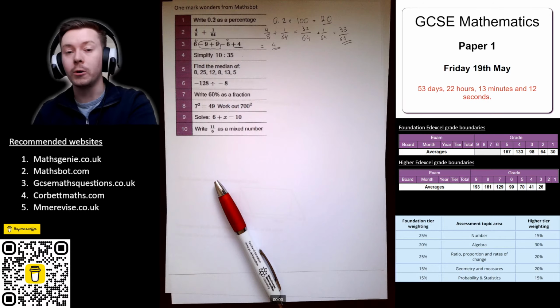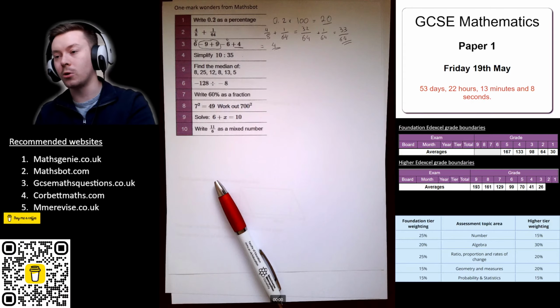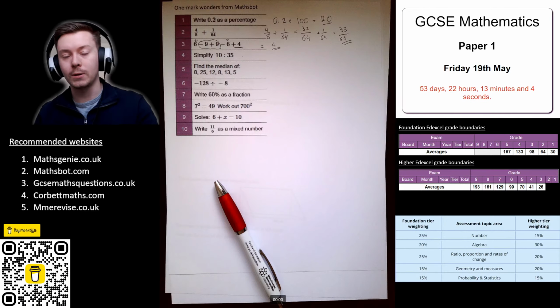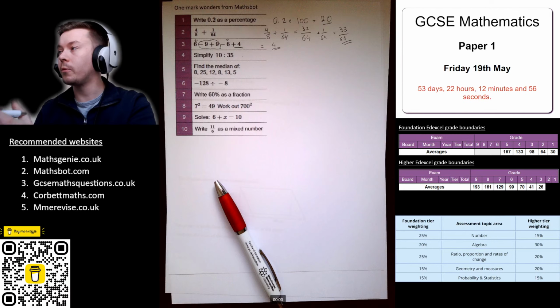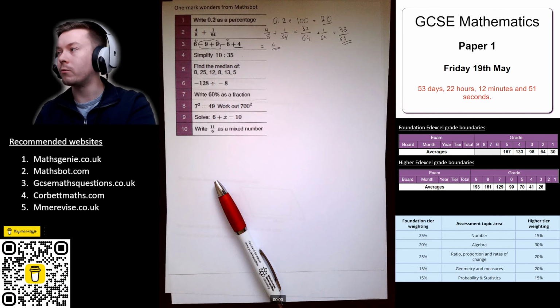Algebra is the most common topic on the higher paper. What that means is, obviously, it's not just one question on that topic. We know they mix the topics within questions, so you need to be comfortable and confident as much as you possibly can on the higher paper with algebra, and likewise on the foundation paper with number and ratio and proportion.